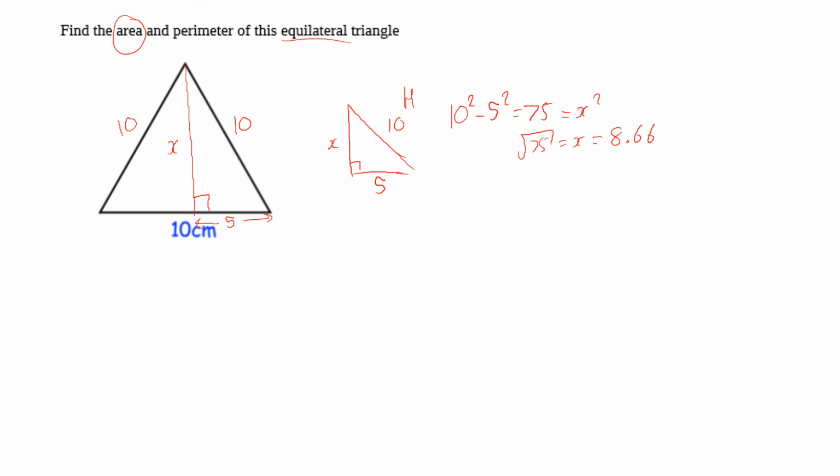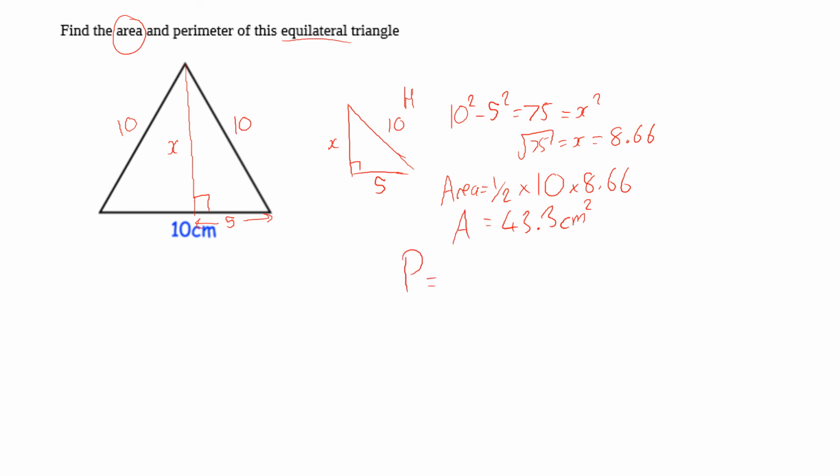And then let's actually go and find the area. So the area of this triangle is a half times base times height. So it's a half times base, which is 10 for the whole thing, times the height, which we found was 8.66. We get 43.3 centimeters squared for our area.